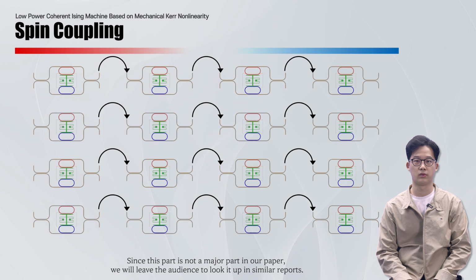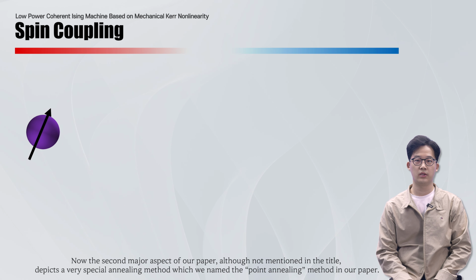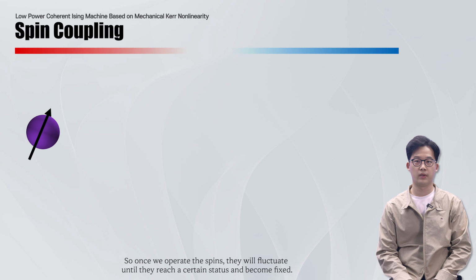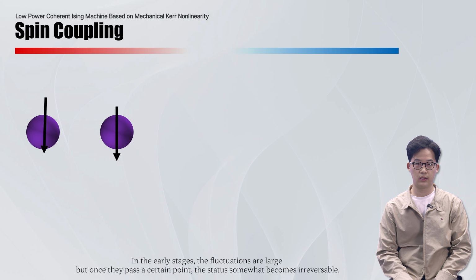Now, the second major aspect of our paper, although not mentioned in the title, depicts a very special annealing method which we named the point annealing method in our paper. Once we operate the spins, they will fluctuate until they reach a certain status and become fixed. In the early stages, the fluctuations are large, but once they pass a certain point, the status somewhat becomes irreversible.